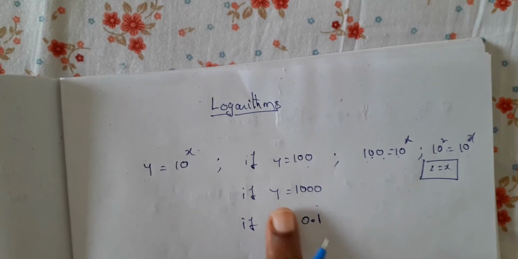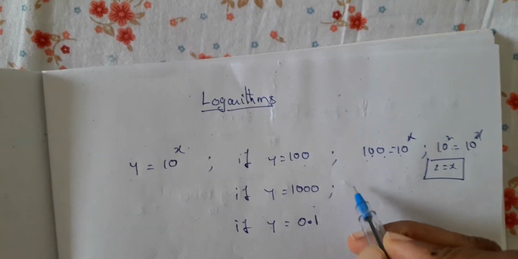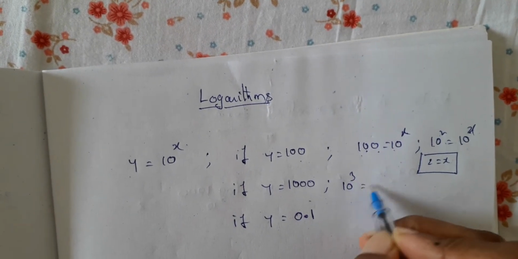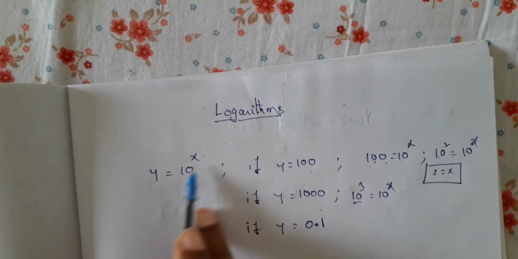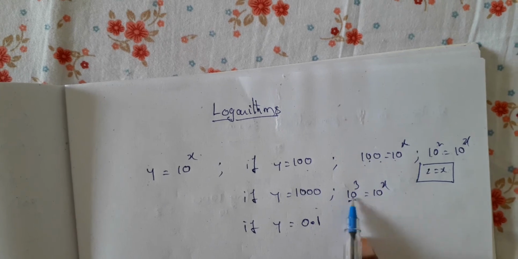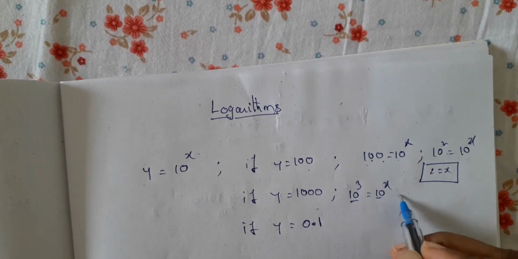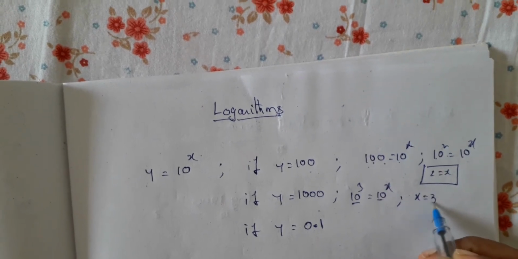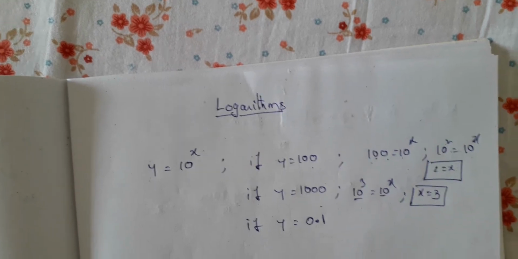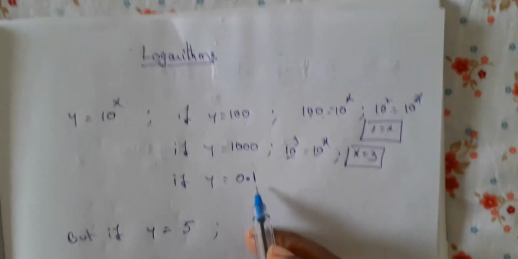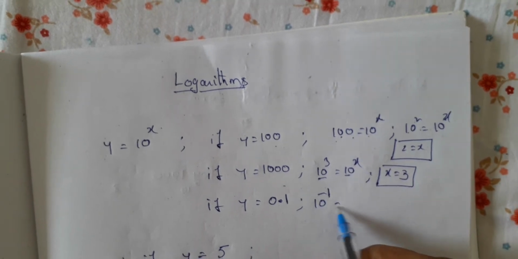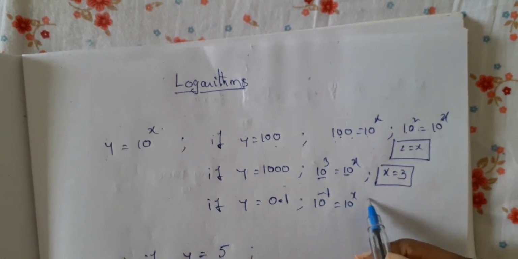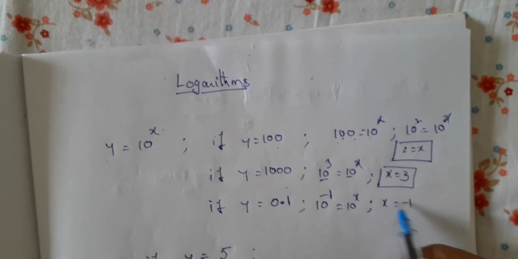If we take y is equal to 1000, I'll write directly 10 cube is equal to 10 power x. In place of y, I wrote 10 cube, and 10 power x as it is. Now the bases are the same, so the powers are equal. So here we got x is equal to 3. Now if y is equal to 0.1, that is 10 power minus 1 is equal to 10 power x, which implies x is equal to minus 1.